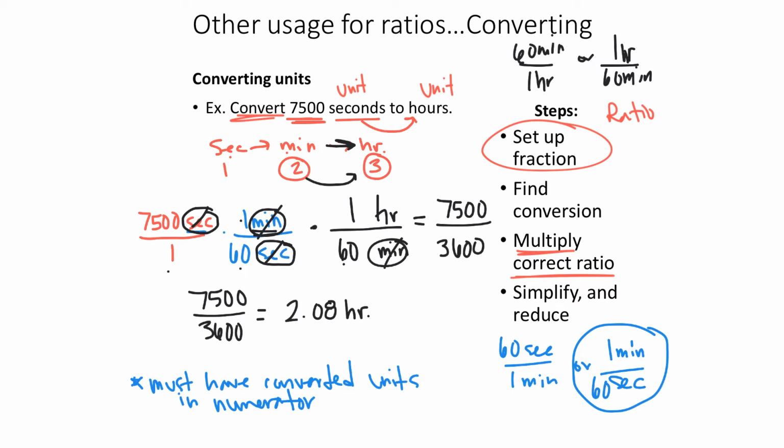So based on our conversion and using our ratios and knowing that ratios can be flipped to whatever works for us, we allowed ourselves to multiply these things together, use fraction multiplication that we've already done in the past, and put these together to give us our final answer of 2.08 hours in 7,500 seconds.